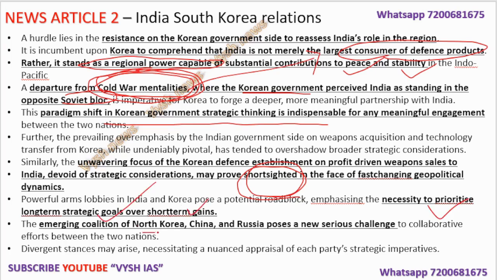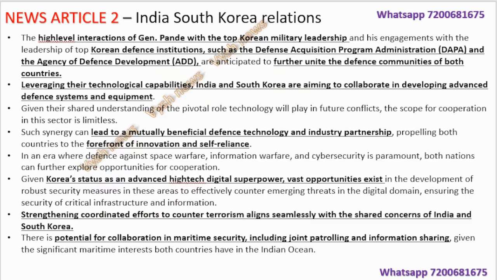Also North Korea, South Korea's opponent, is teaming up with China and Russia. So this is the time when South Korea should come closer to India and build more and more relationships, whether government side or private side, anything important for the strategy and growth of both countries. This high-level meeting happened between India's general and the Korean military along with Korean departments, like we have DRDO here. They have the Defense Acquisition Program Administration and the Agency for Defense Development. The meetings were good, but you should now sign more mutually beneficial defense technology and industry partnerships, so both countries can grow in innovation and self-reliance.